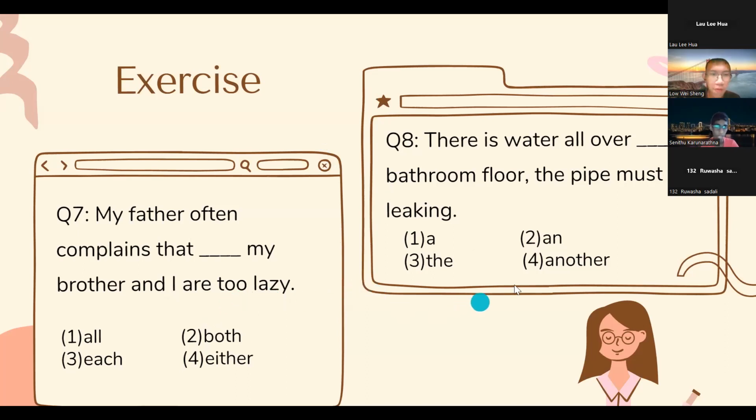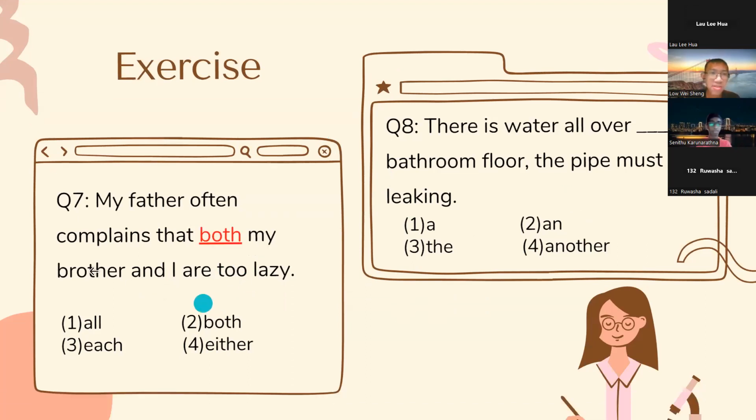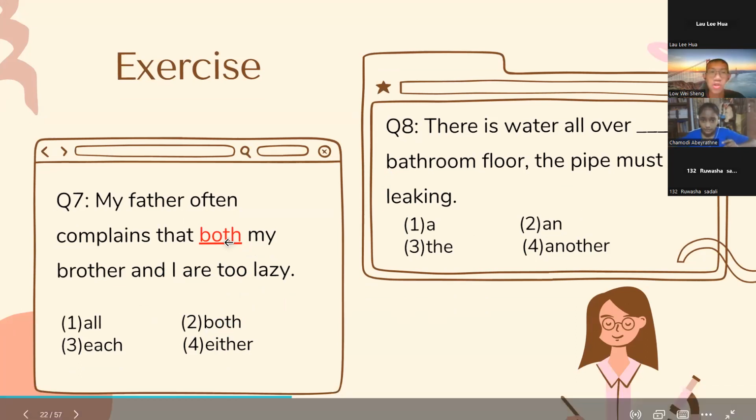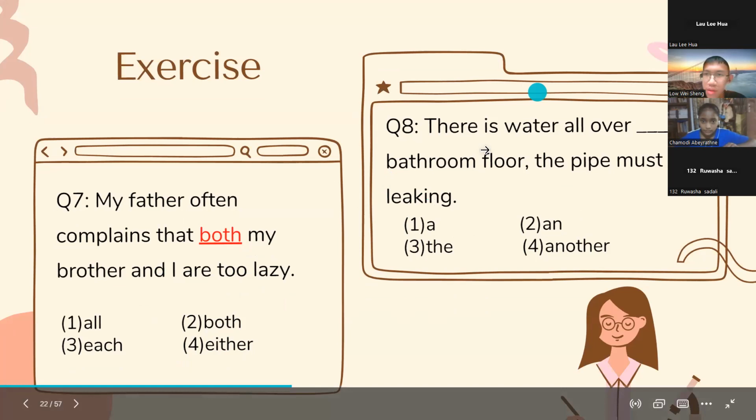The answer is both. Why is it both? Because there are 2 people. Yes, that is correct. So there are 2 people here, my brother and I. And so both is perfect since both refers to specifically 2 items or objects or people. Moving on to question 8.